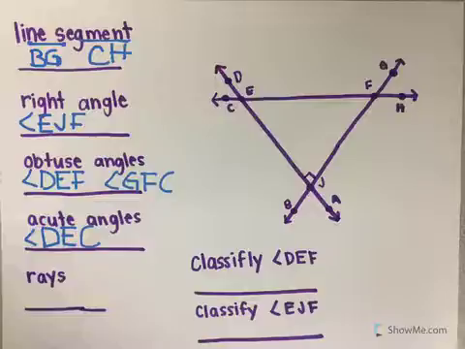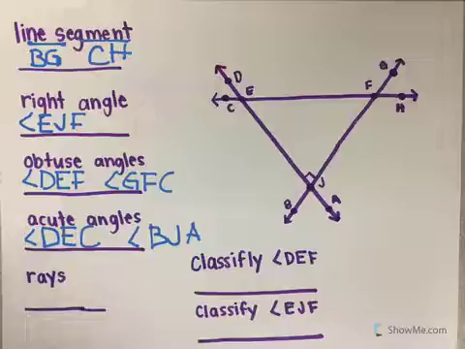Any other acute angles that we see? BJA. BJA. That looks kind of like an acute angle. That one's a little tough because my picture makes it look acute, but it might not be because of this right angle, but according to the picture, it is acute. So let's put it on there. BJA.